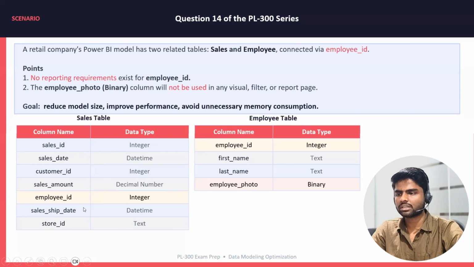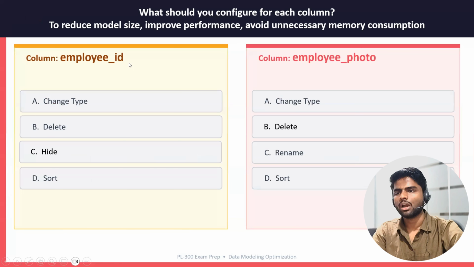Here they have given us the schema of the sales table as well as the employee table. You can see the respective columns, and the data type of each and every column is also given, for the sales table as well as the employee table. Now on the basis of this scenario, they ask this question: what should you configure for each column, for the employee ID column and for the employee photo column?